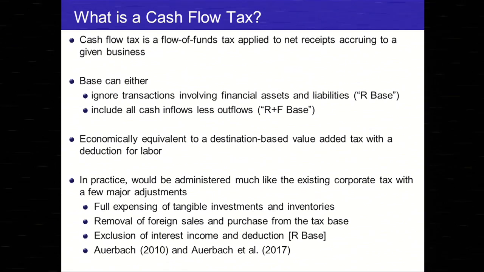The base can be defined in two ways, and again, this goes back to the Meade Commission and the terminology. There's an R base and an R plus F base, where the R stands for real and the F stands for financial. In an R-based cash flow tax, you would ignore transactions that involve financial assets and liabilities. So loans between banks and businesses would be ignored in terms of payments and repayments. Or you could move to an R+F base, which is the most comprehensive, and from a simplification perspective, maybe something you might want to consider, where all cash inflows, less outflows, would be included in the base. So it's a question of how you're going to treat the financial dollars moving back and forth.